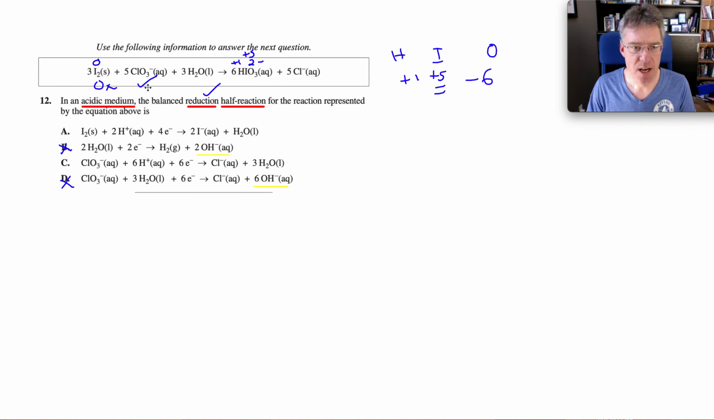Now you could go and spend the time and double check and do the oxidation states, but there really isn't a need to in this question. It is not the iodine. It is the chloride.